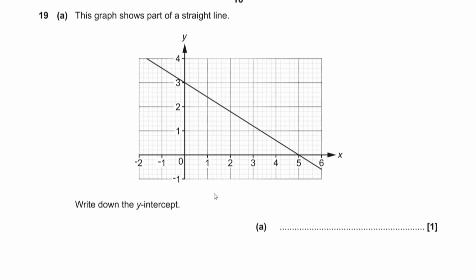Question number 19, part A. This graph shows part of a straight line. You have to write down the y-intercept. The y-intercept is where it crosses the y-axis. That's at this point 3. So the y-intercept is 3.